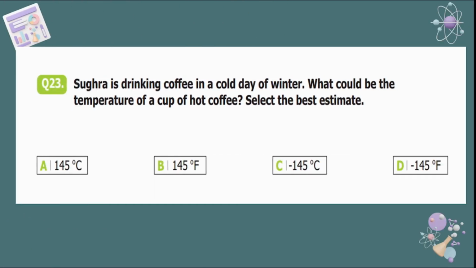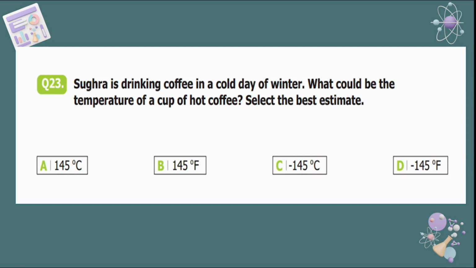Question number 23. Sugra is drinking coffee on a cold day of winter. What could be the temperature of a cup of hot coffee? Select the best estimate. Option A is 145 degrees Celsius, B is 145 degrees Fahrenheit, C minus 145 degrees Celsius, and D minus 145 degrees Fahrenheit. In options C and D, the temperatures are in minus degrees. Minus means the temperature is cold. So option C and D will not be considered.